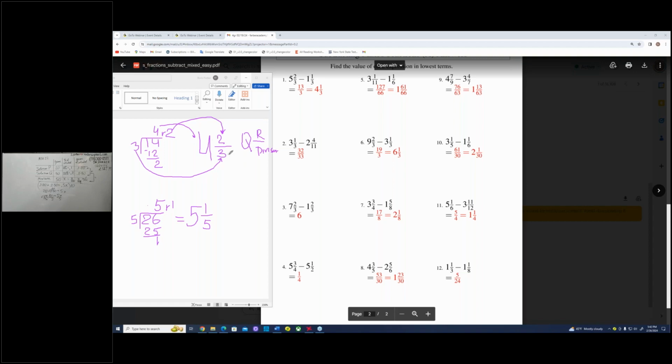Now, remember it was originally what is 14 over 3? It's the same as 14 divided by 3, right? What is 26 over 5? It's the same as 26 divided by 5. Because in math, this fraction bar and this division sign, all of them mean division.